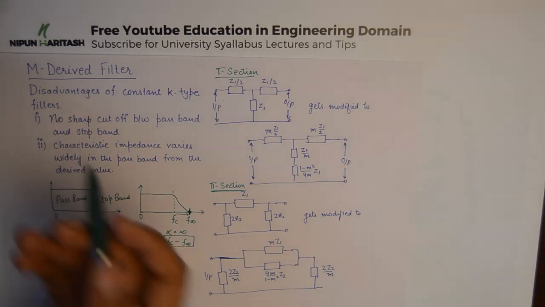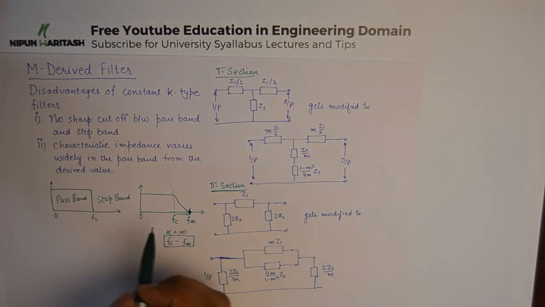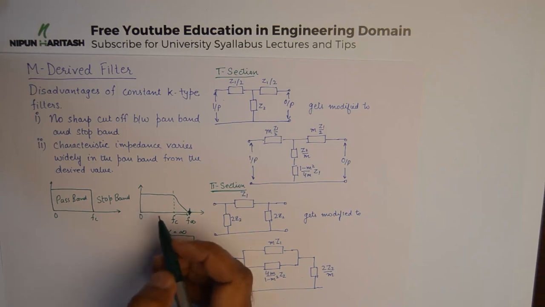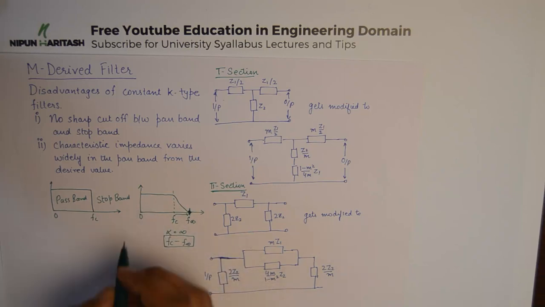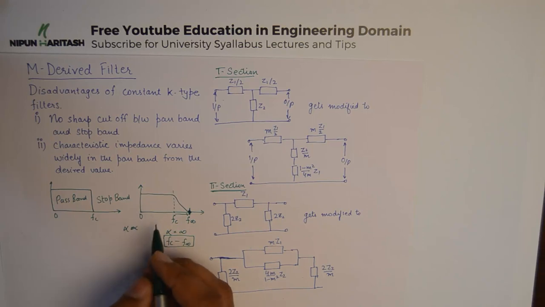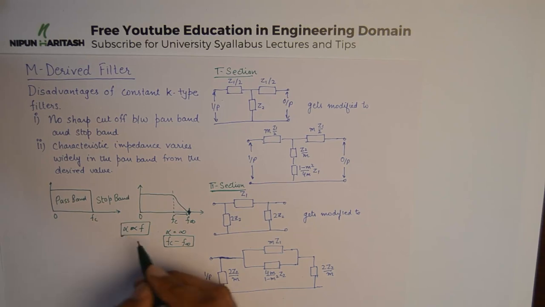And the other disadvantage of a constant k-type filter was in the pass band. If we go back and talk about the attenuation of a constant K type filter, its attenuation used to depend upon frequency of operation, and the characteristic impedance used to vary widely in the passband from the desired value. Its attenuation used to vary. So these were the few points which led to the designing of m-derived filters.